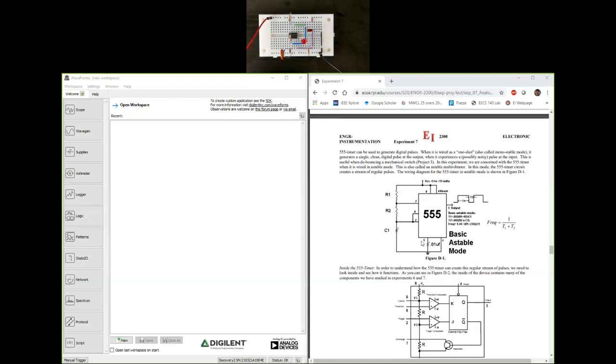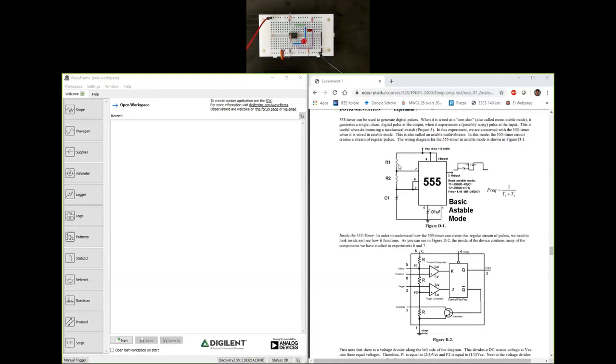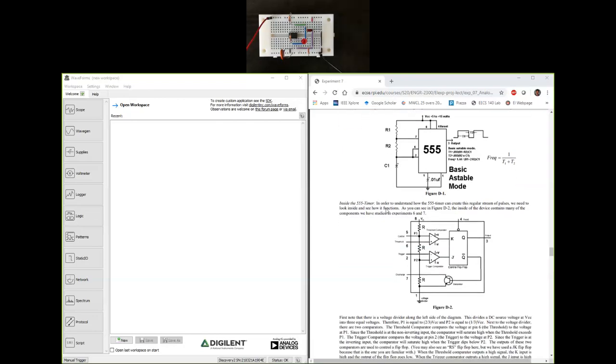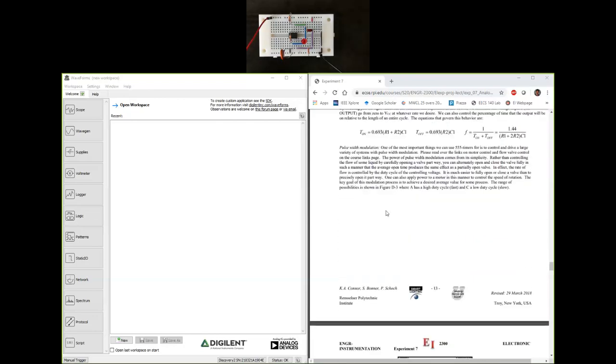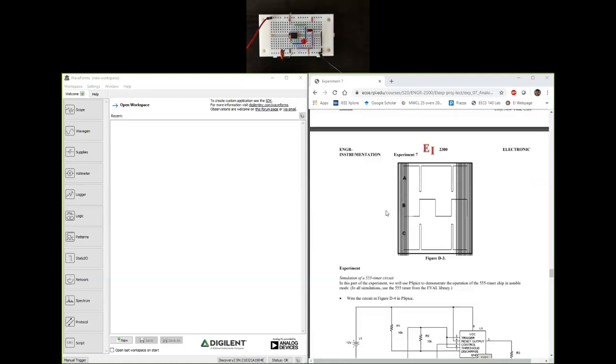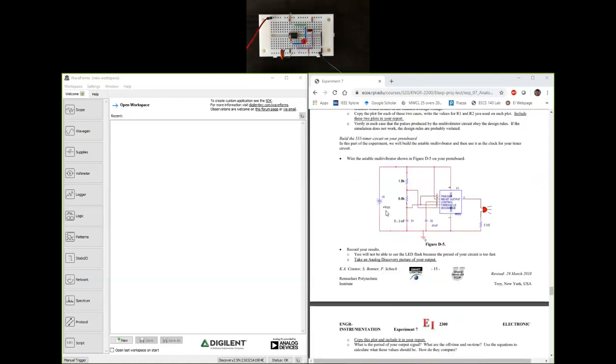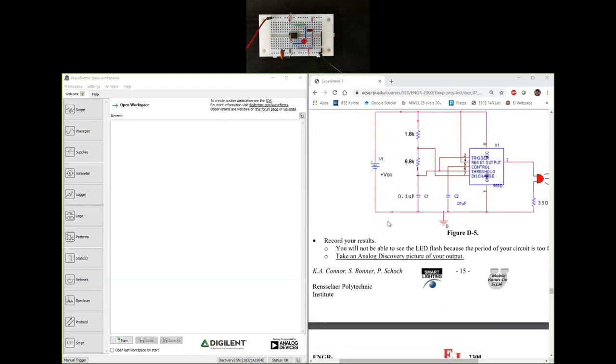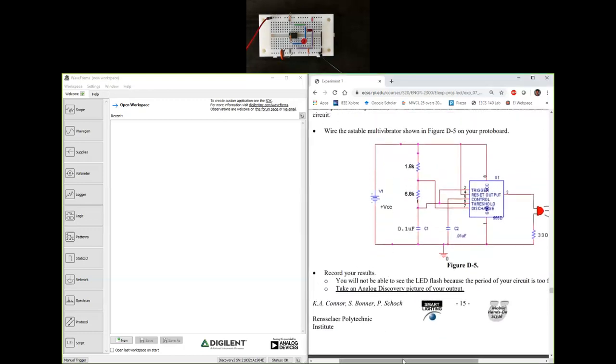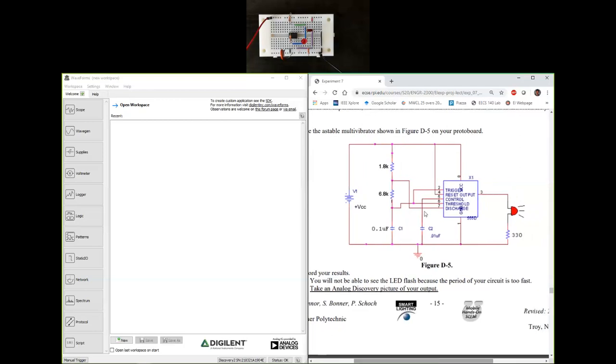We talked about the design equations, the internals of the circuit of the 555 timer, and how I can use resistors R1, R2, and C1 to control on time, off time, duty cycle, and frequency. Now in experiment 7, the design is, if I keep scrolling down here, that. So let's zoom in there. So that's the circuit, figure D-5, that I am going to build.